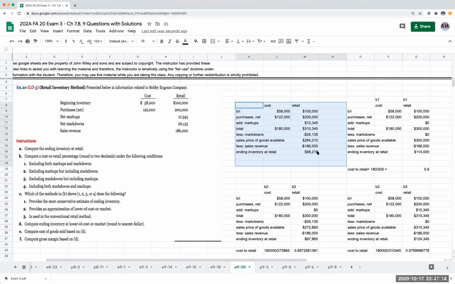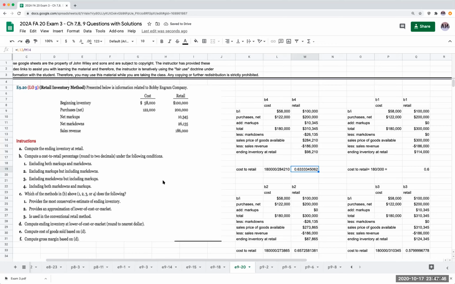So coming back over here to this, we can even use this as B4. So this is cost to retail, and this is going to be 180,000 divided by 284,210, or a total of 63%.